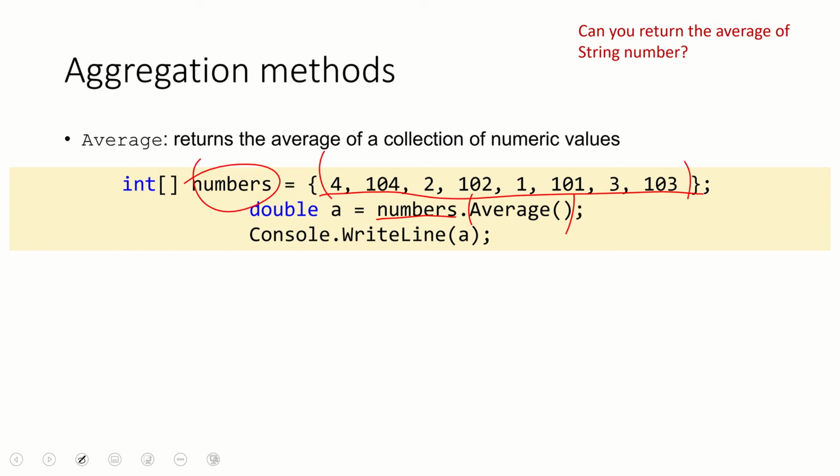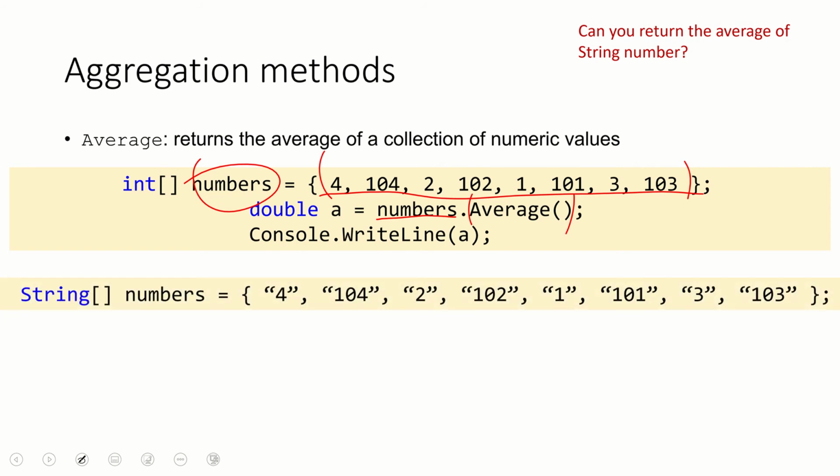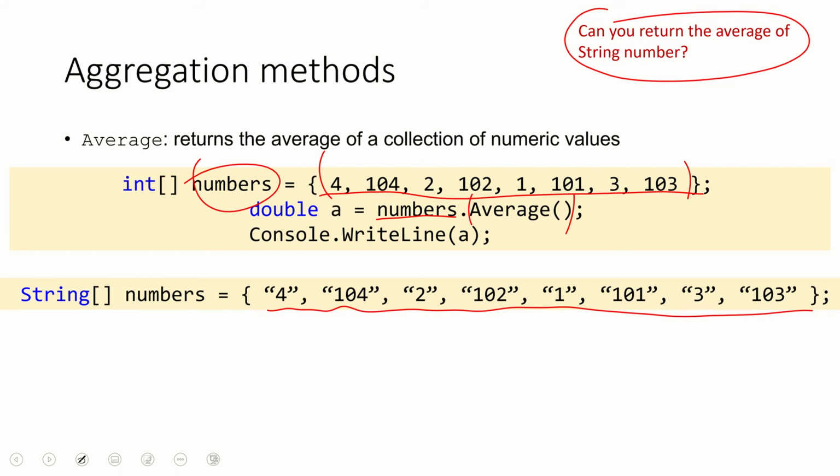Okay, but is there any other way we can do something more complicated to get the average? For example, can you return the average of string numbers? Here is a problem. When you think about this array, all the elements are strings, right? So in the normal way, how can we do it?